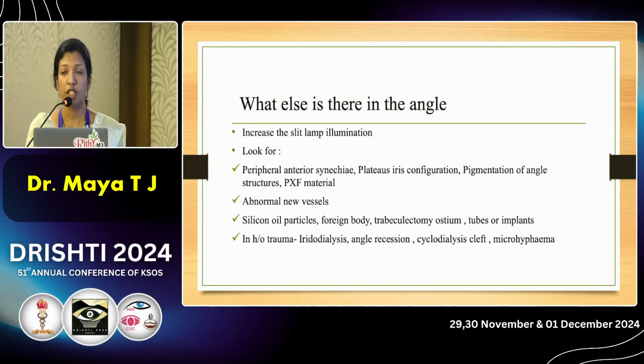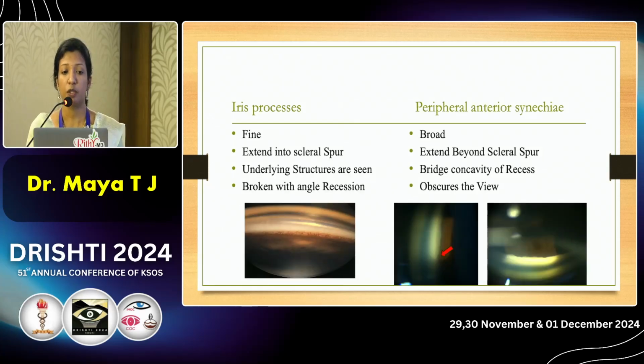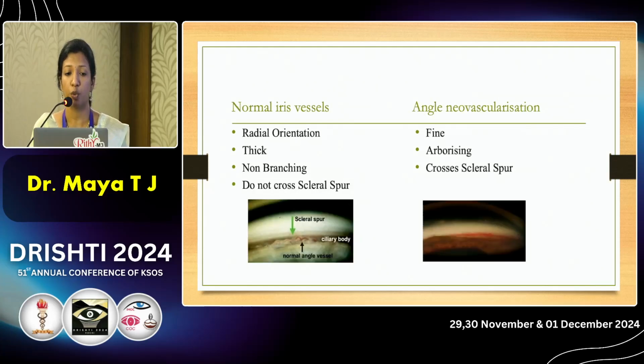Then increase the illumination and look for other structures in the angle like abnormal vessels, silicone oil, peripheral anterior synechiae, plateau iris configuration and pigmentation, pseudoexfoliation, and in trauma, iridodialysis, angle recession, cyclodialysis cleft. Iris processes are fine, they extend into the scleral spur. Underlying structures can be seen in between, and these will be broken in angle recession. Peripheral anterior synechiae will be broad, extend beyond the scleral spur and obscure the view. The normal iris vessels have a radial orientation, and angle vessels are fine, arborizing and cross the scleral spur.